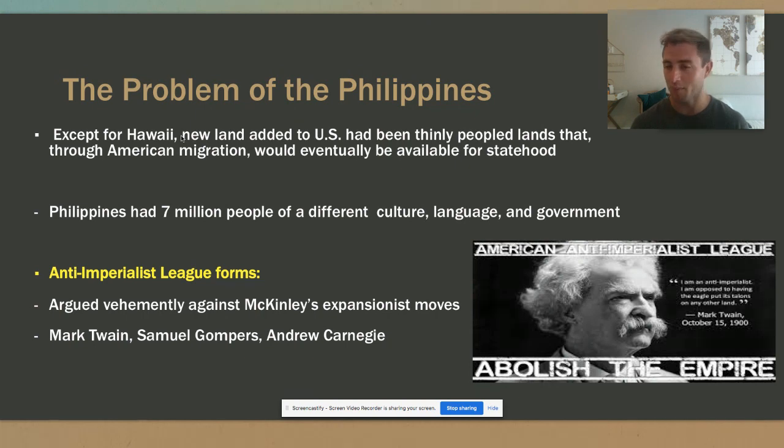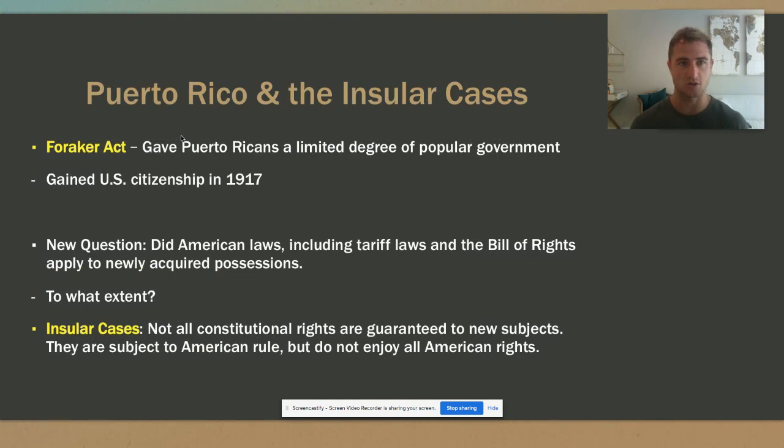And we have many people that are outspokenly against it. This is our Anti-Imperialist League. They don't like that the U.S. is imposing their flag upon other people. They find it anti-American and anti-democratic. And certainly they have a point. Some of the most outspoken anti-imperialists: Mark Twain, Samuel Gompers, Andrew Carnegie. So some of the more well-known Americans, certainly.